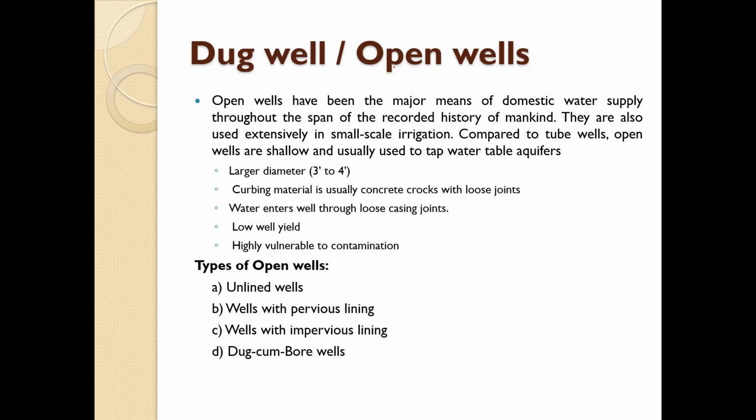And curbing material is usually of concrete blocks with loose joints. Water enters the well through loose casing joints. These are actually low well yields, and these are highly vulnerable to contamination because these are open, so one can easily contaminate the water.